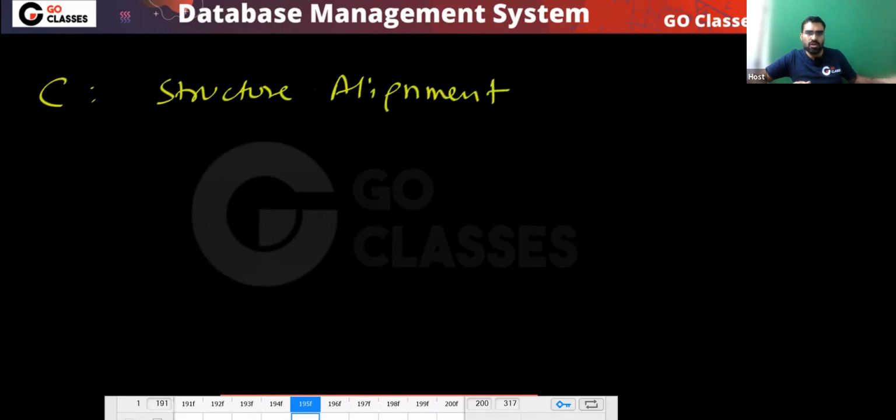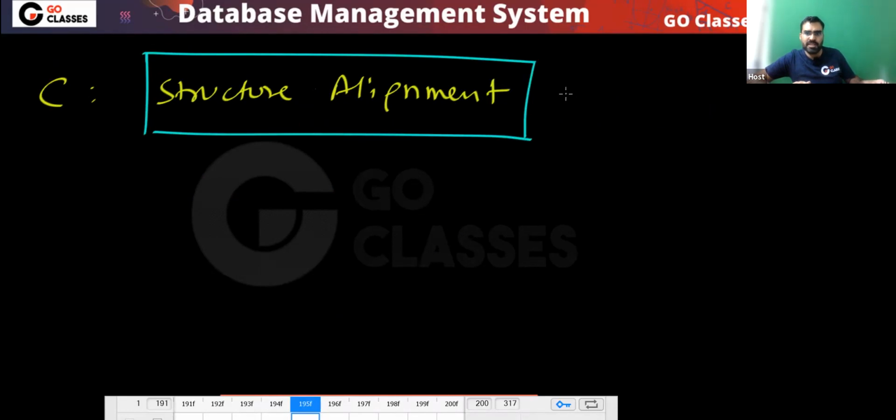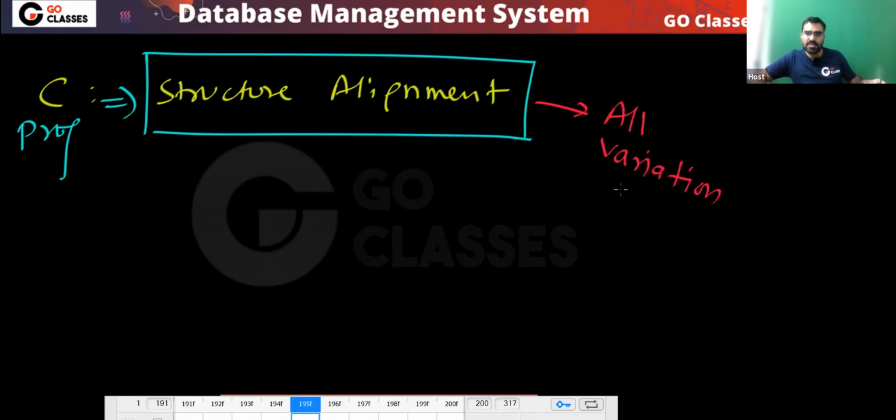So all the variations are already done, right? Yes or no? In our C language course, this structure alignment we have already seen. In the C programming, we have structure alignment, and all variations we have already studied in the C course.